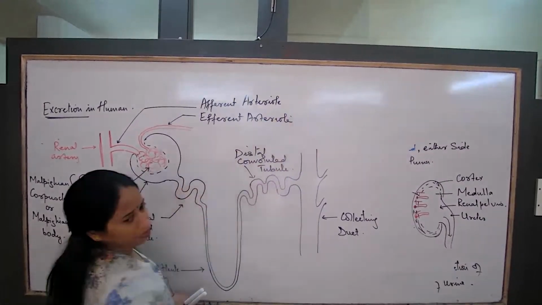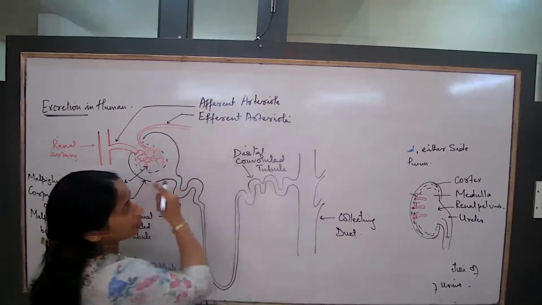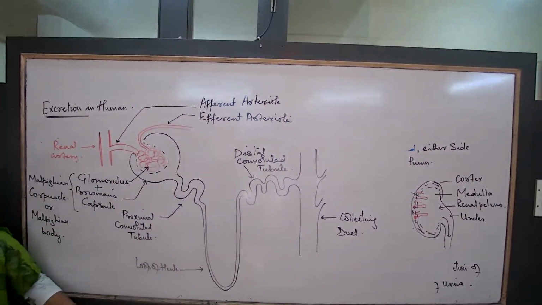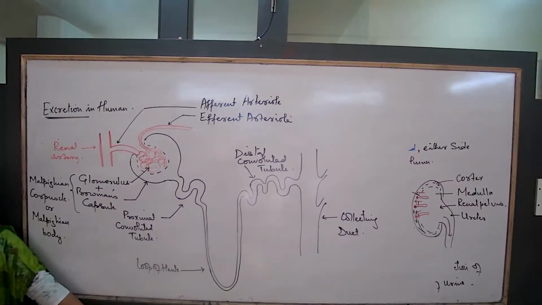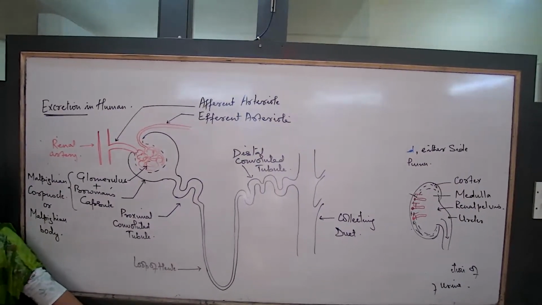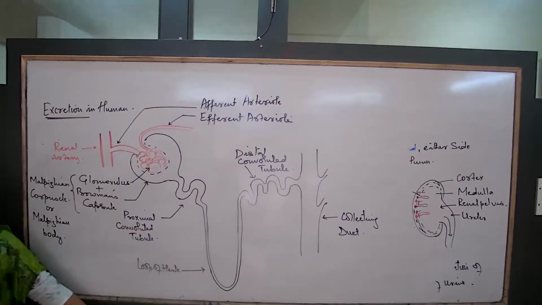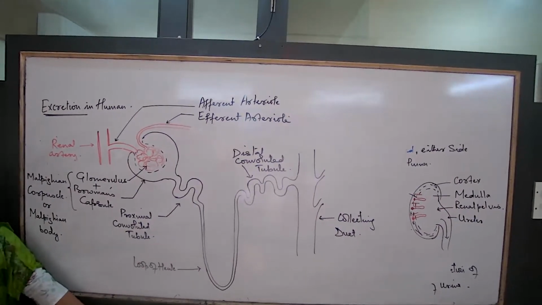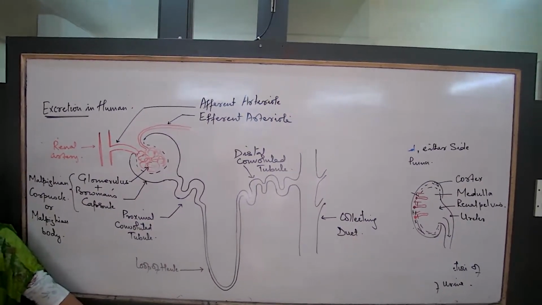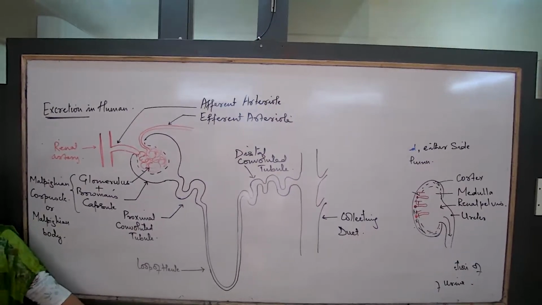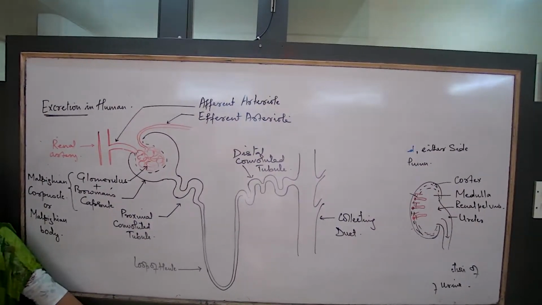Can you tell me a difference when I draw the diagram? What is the difference you are able to understand from the diagram? One is going inside, efferent is going outside. Afferent is coming inside. One more difference? Ma'am, afferent arteriole is dividing into multiple coiled capillaries.